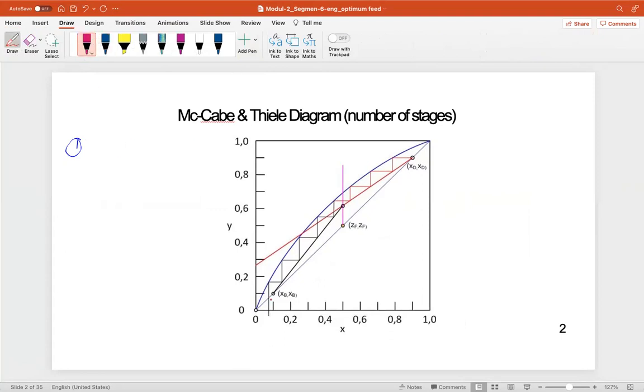Okay. So number one, you want to find your ZF, your XD, and also your XB. Okay. Number two, you also want to know the Q line. Is it saturated vapor? Is it saturated liquid, or is it a composition in between, vapor and liquid together? Is it subcooled or is it superheated vapor, in order to get the Q line.